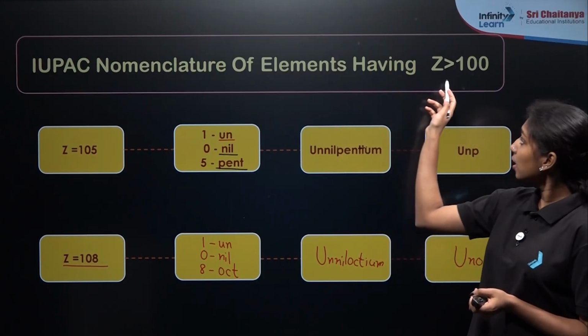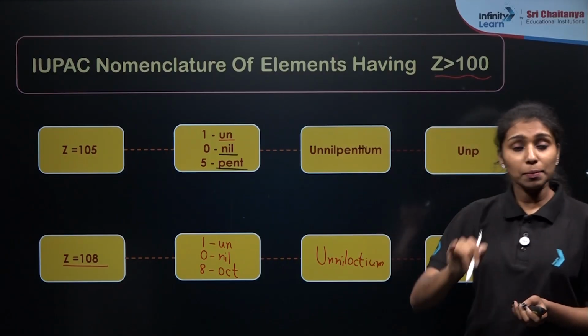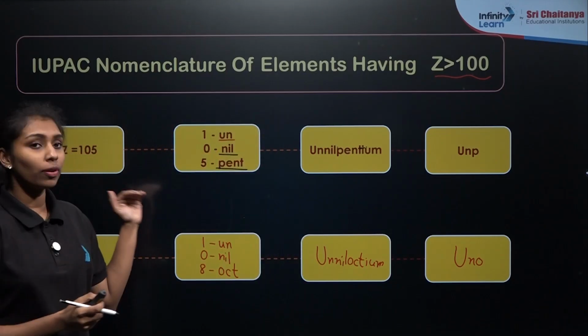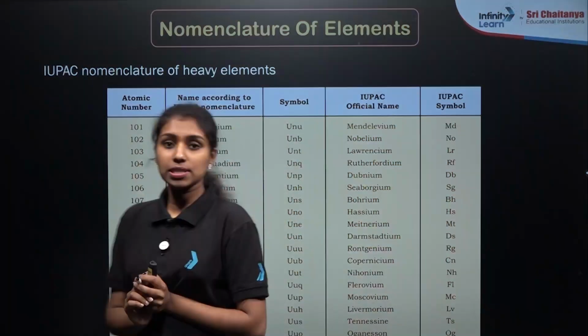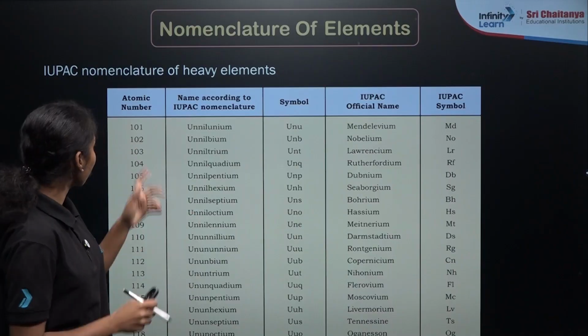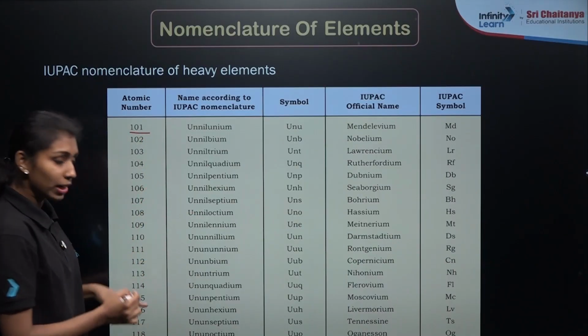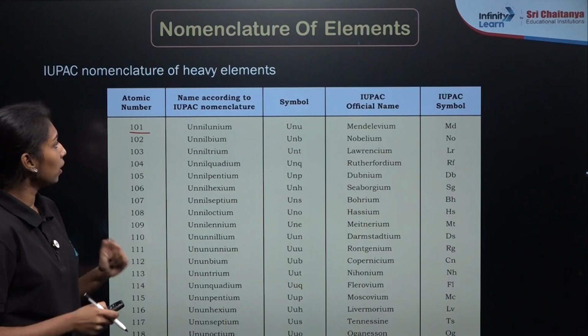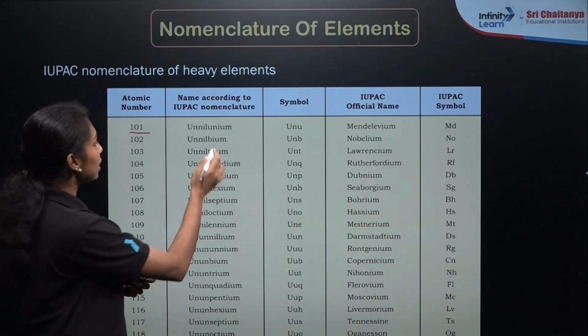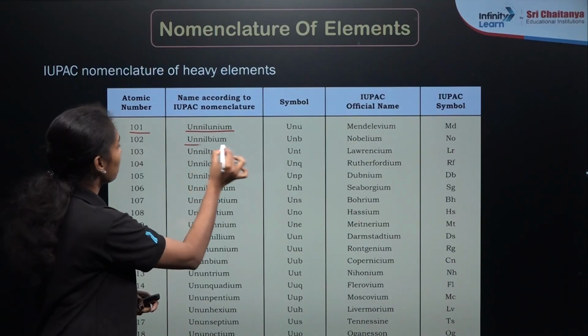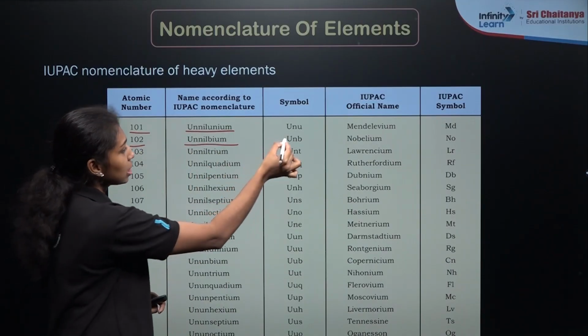Note the point: it is applicable only to the elements having an atomic number more than 100, starting from 101 to 118, not 108, it is 118. 118 elements are present in the periodic table. So according to IUPAC, it is unnilunium, 101. Then unnilbium, 102, and the symbol is Unu.